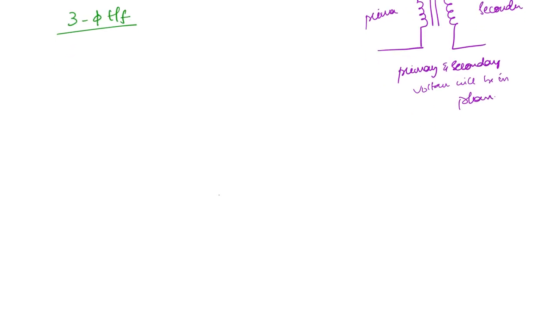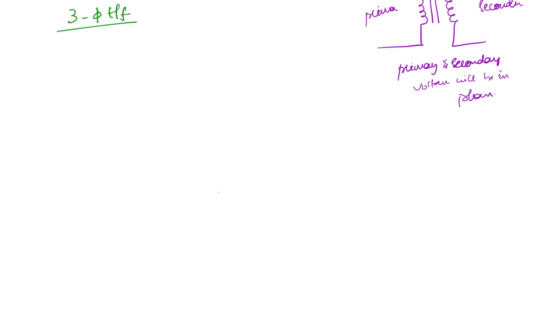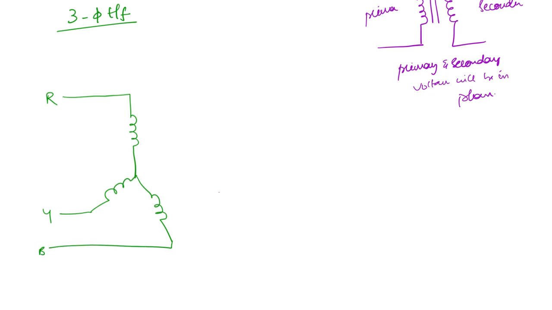So on the primary we have the star configuration, right? So first we will draw the star configuration. So this we will take as R, this is Y and this is B, and this you can take as neutral. Okay. Now how is the delta side going to look like? So we will draw it in this way. So why I am drawing it this way, I will explain in just a second.